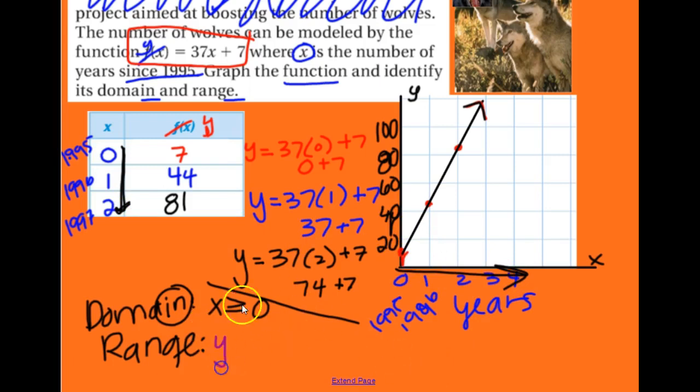Then our range, our y values, we started at 7 and went up. So they are also greater than or equal to 7. If we stopped at the other end, we could say we're less than another number, but we could just keep going up because years keep going on and on and on.